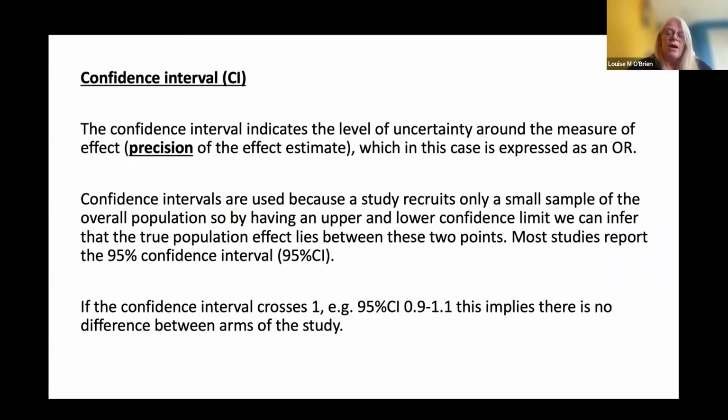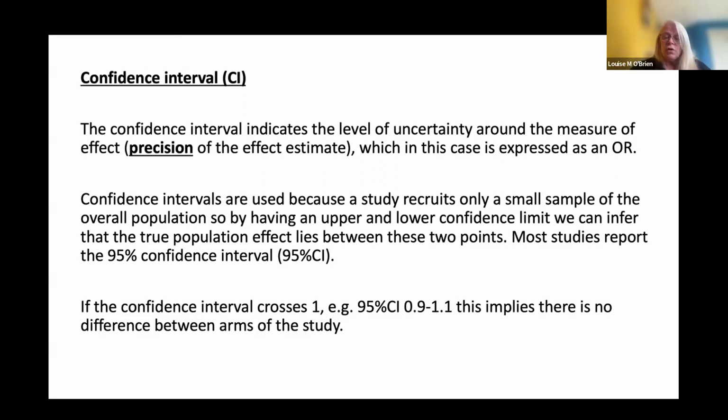Okay, so we've just talked about odds. In this case, if you had a study, confidence intervals are used because you're not recruiting everybody in your population, right? You're just recruiting a part of that population. So we'll have upper and lower confidence limits. And that's how we understand that the true population effect lies somewhere between those two points. Okay, and most studies will report 95%.